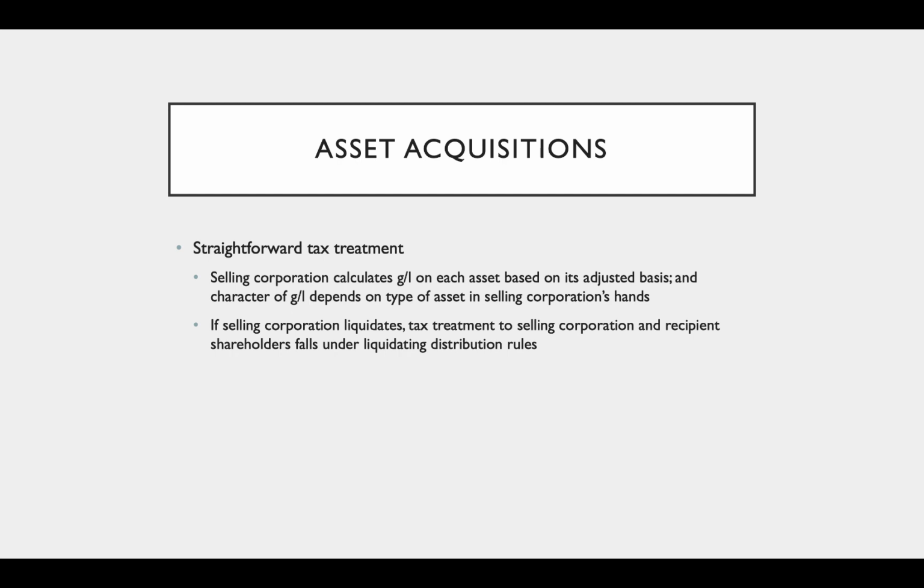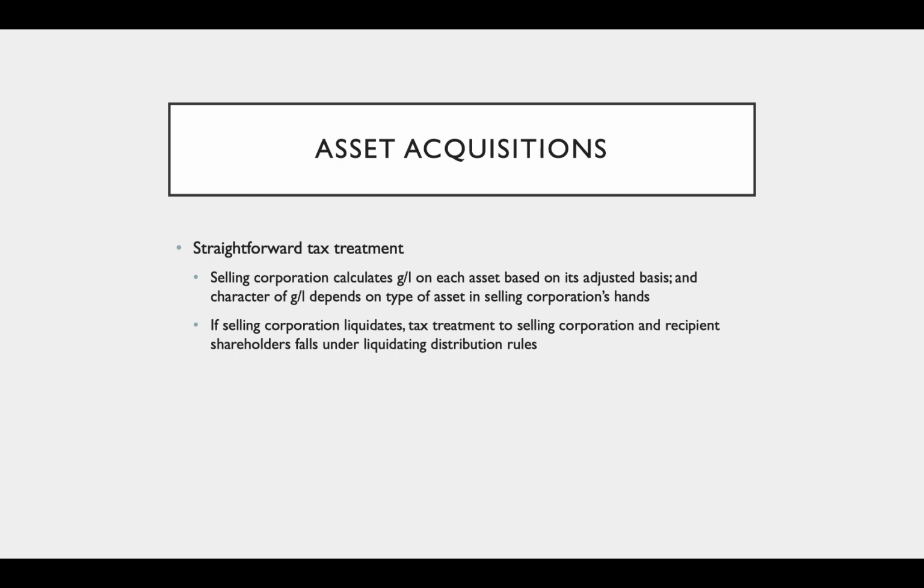If the selling corporation liquidates, so say the selling corporation sells me, the parent, all its assets, and it's holding cash only now inside the corporation. That selling corporation can just hold that cash for a while. There's going to be a requirement to distribute at some point. Or that selling corporation can liquidate that cash.